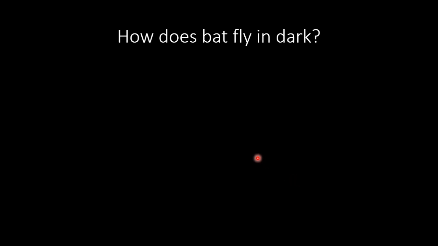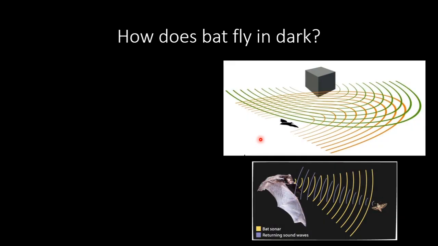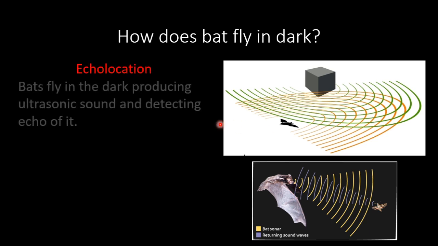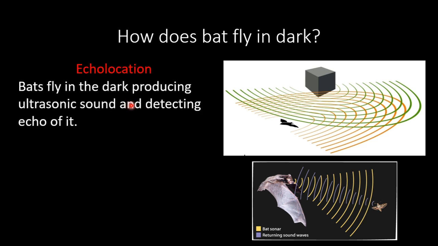Now we will understand how bats fly in the darkness. A bat flies in the darkness in a process called echolocation. So what is echolocation? Echolocation is determining the location and finding the path by producing ultrasonic sound and by detecting the echo of it.